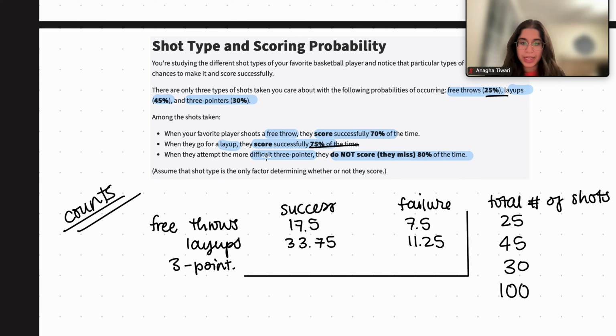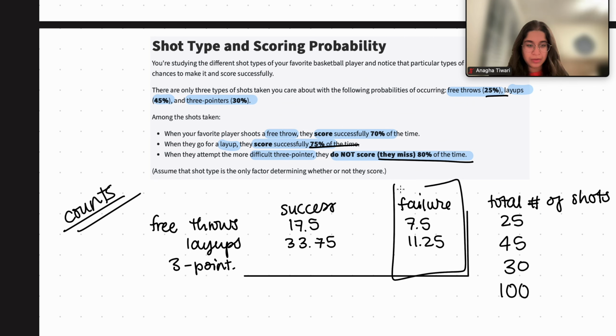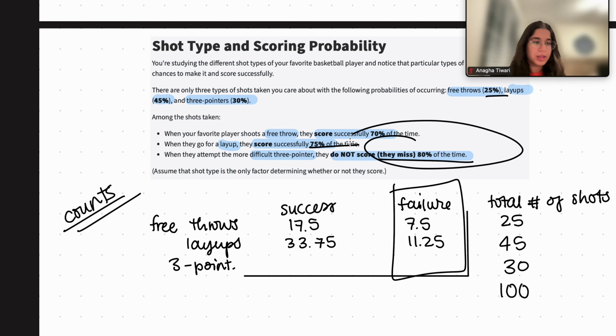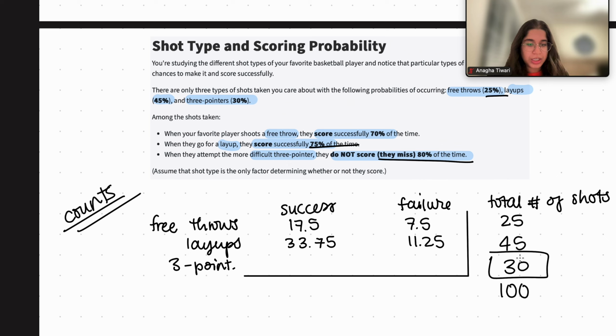And then lastly, when they attempt a more difficult three-pointer, they miss 80% of the time. So before we were filling out the success column, but here we're going to be dealing with a failure column because we are given the probability for a failure. So if I had 30 3-point shots, 80% of those were failures, right? So 80% of 30 is just going to be 24. So 24 of those are failures, and then 6 of them are successes, right?